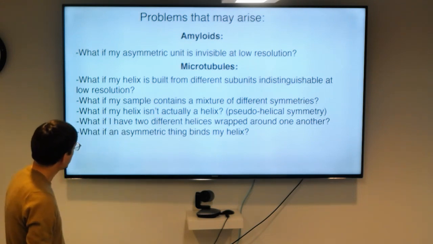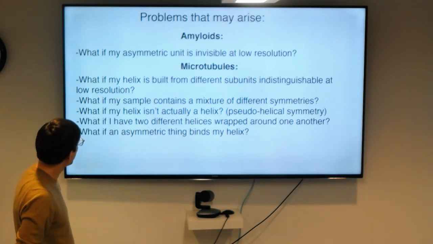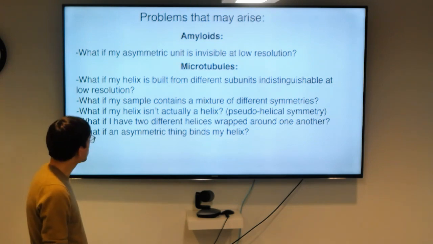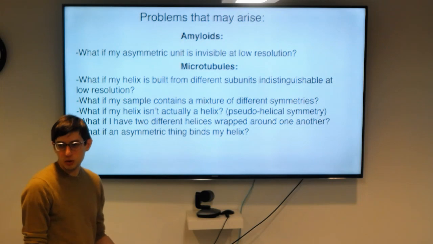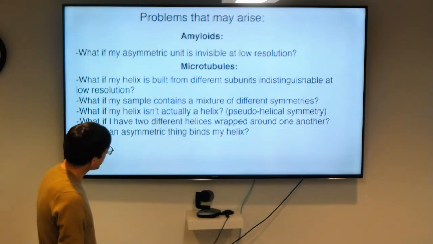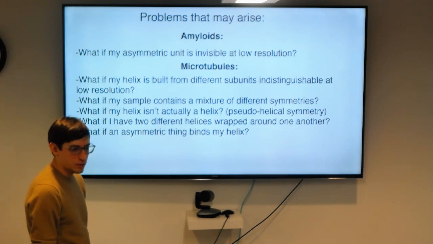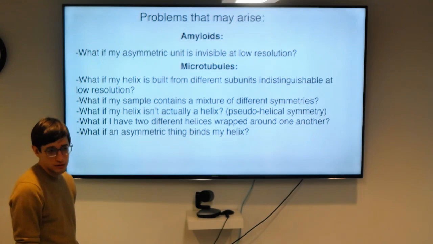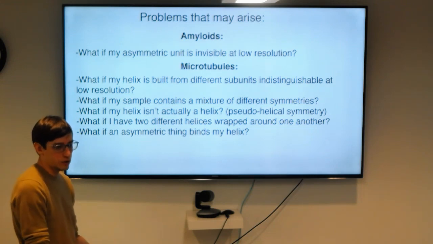So in the case of amyloids, a problem that arose was that the asymmetric unit in the filament is actually invisible, right? It's just a beta strand. So how do you deal with that? In the case of microtubules, a lot of problems arose. So one is that they're built from subunits that are actually indistinguishable at low resolution, so they're very similar but not distinct.